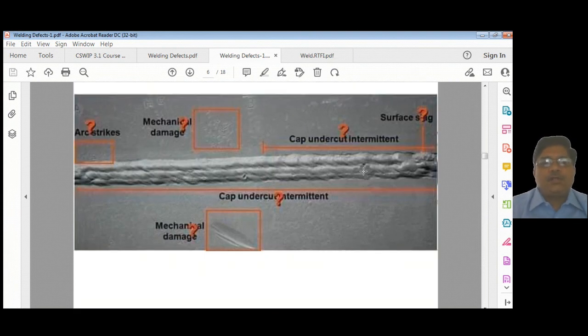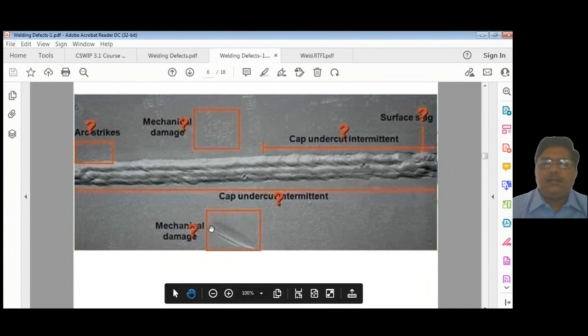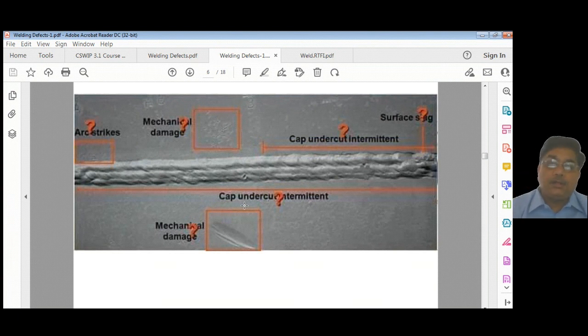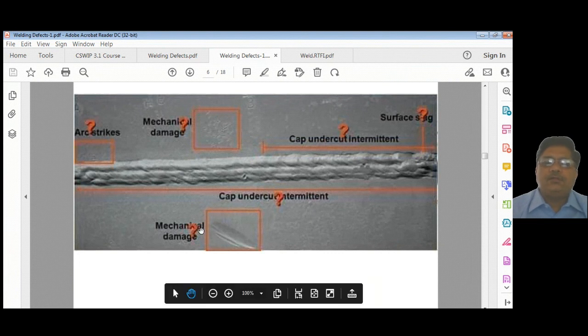Then again you will see arc strikes a bit, mechanical damages. You should mention this: cap undercut, intermittent surface cap undercut, then mechanical damage. In an exam you can write like this as well, or however your local CSWIP guide teaches you, you can write like that. Usually we are given this sample but the weld joint is not there, so we need to write with dimensions after, then put this box, put dimensions, then we can write mechanical damage outside.